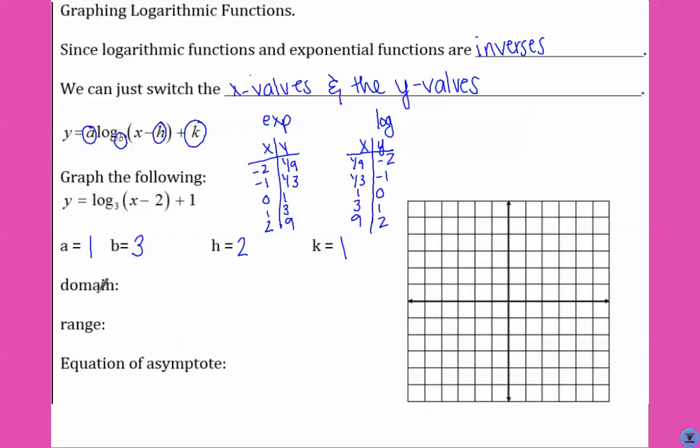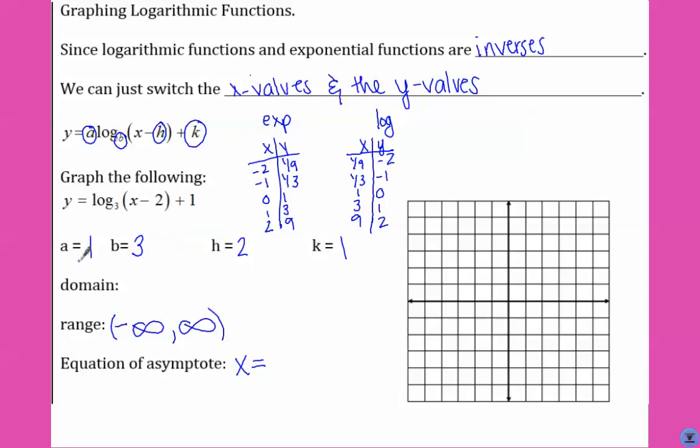With our exponential functions, the domain was always -infinity to infinity, but since we switched the x's and y's, that means this time the range is always -infinity to infinity. Similarly, our asymptote for exponential functions was always horizontal. Since it's the inverse, we're going to have verticals. Remember, verticals are x equals equations.